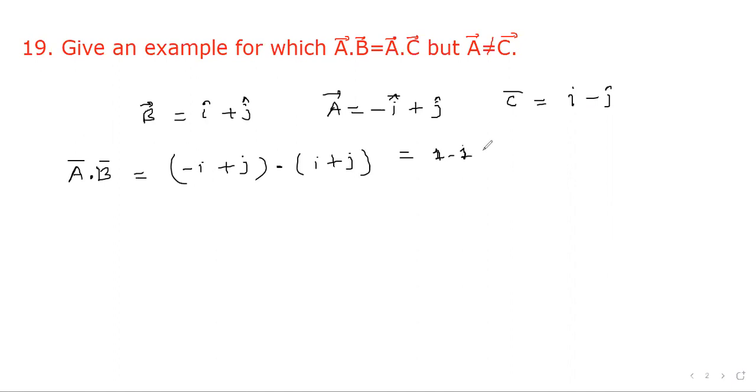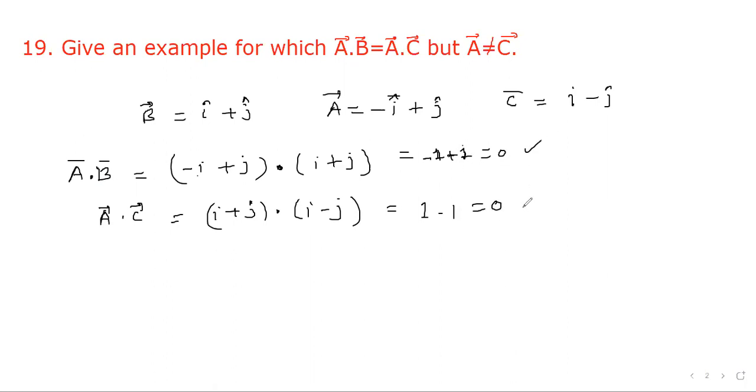that is 0. Similarly, if we find A dot C, A is minus i plus j dot C is i minus j, that is minus 1 minus 1 plus... here it is first minus 1, then plus 1, but both are same thing. So it will give 0. This also gives 0. So we have proved that A dot B equal to A dot C. And clearly, A and C both are different vectors. A is minus i plus j and C is i minus j.